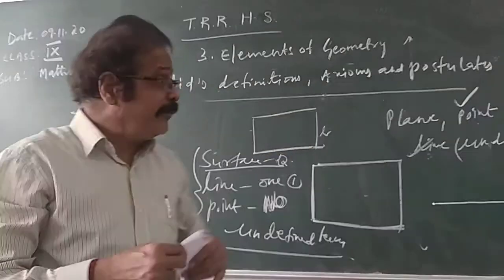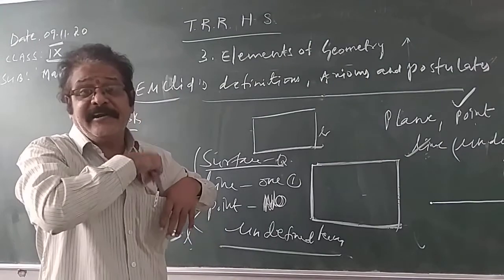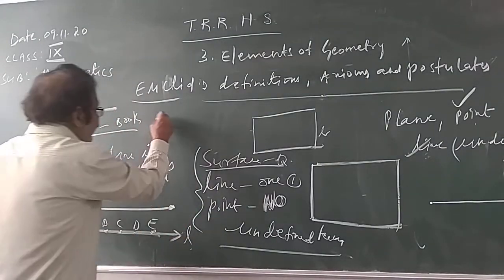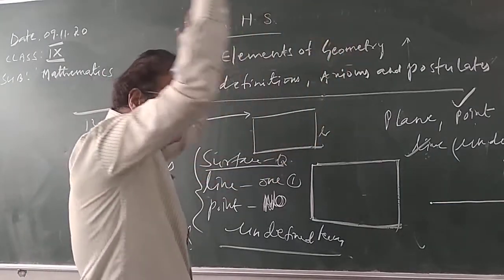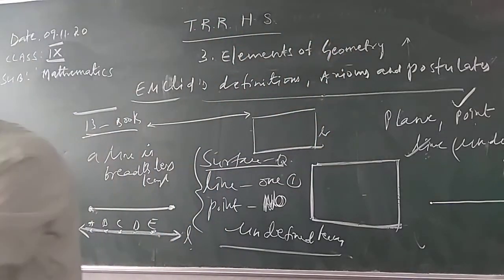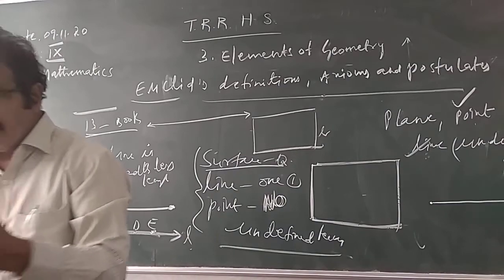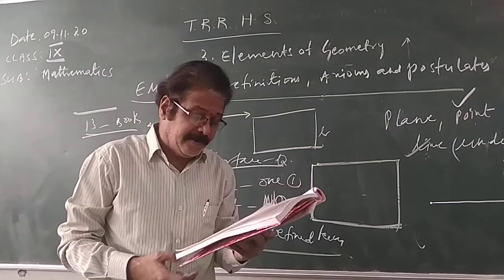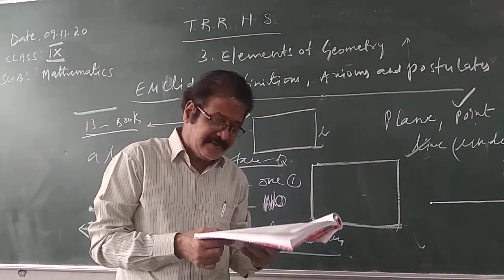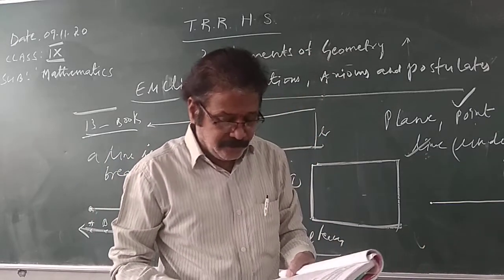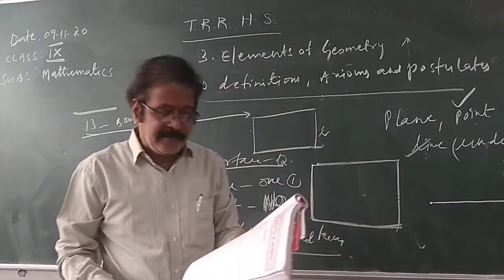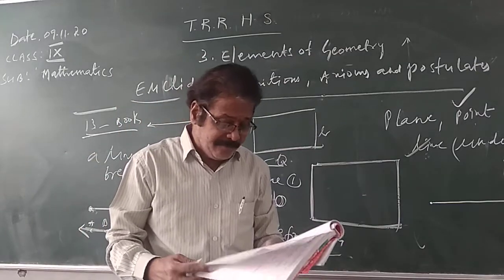A line can be extended indefinitely. There is no end for a line. If we keep on, we can extend the line evenly. So these are the definitions by Euclid. A plane surface is a surface which lies evenly with the straight lines on itself. Therefore, point, line, and plane are the undefined terms.